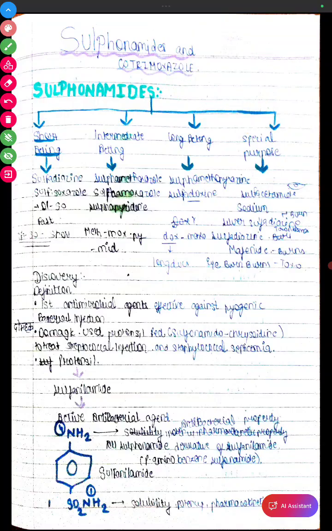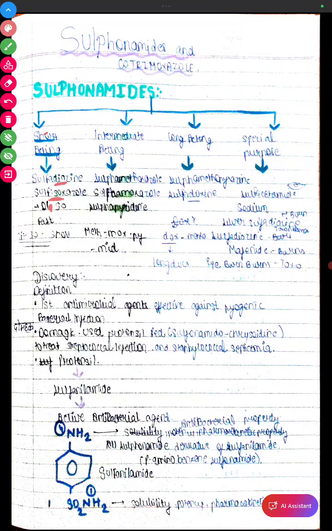So now let's start with sulfonamide. See, classification of sulfonamide, we will be classifying it into 4 types. Number 1 is short acting. For short acting, see, there is sulfadiazine and sulfasoxazole. So see, dia is so short, so short acting. They are fast acting, they are very short acting. Sulfadiazine, sulfasoxazole, and these are short acting.